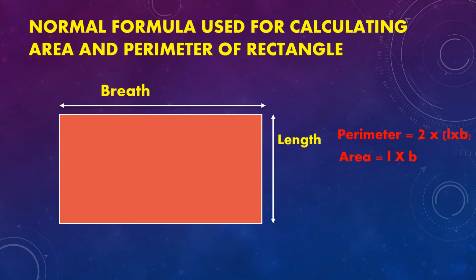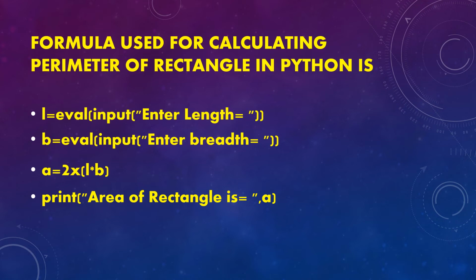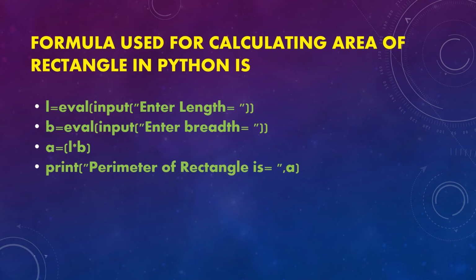Perimeter is equal to 2 into length plus breadth. Area of rectangle is equal to length into breadth. The formula used for calculating perimeter of rectangle in Python is given below. You can stop the video and see it. Now this is the formula used for calculating area of rectangle in Python. You can stop the video and watch it.